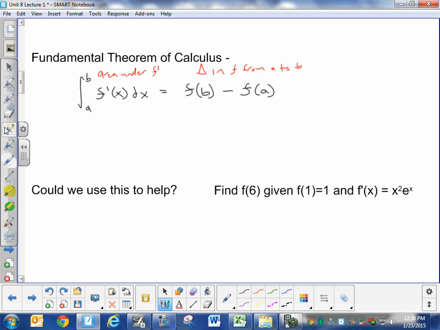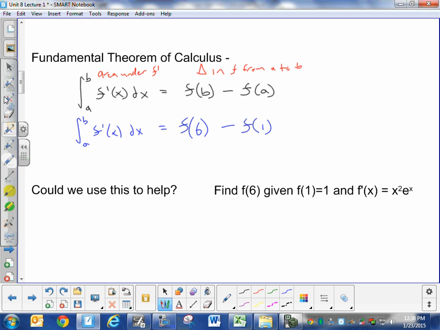And plug it into the derivative. That'll give me the slopes of the tangents. It won't help me with the function values. Simpler than that. Watch. What if I say f of 6 minus f of 1 equals the change from a to b of f prime? Add f of 1 to the other side.